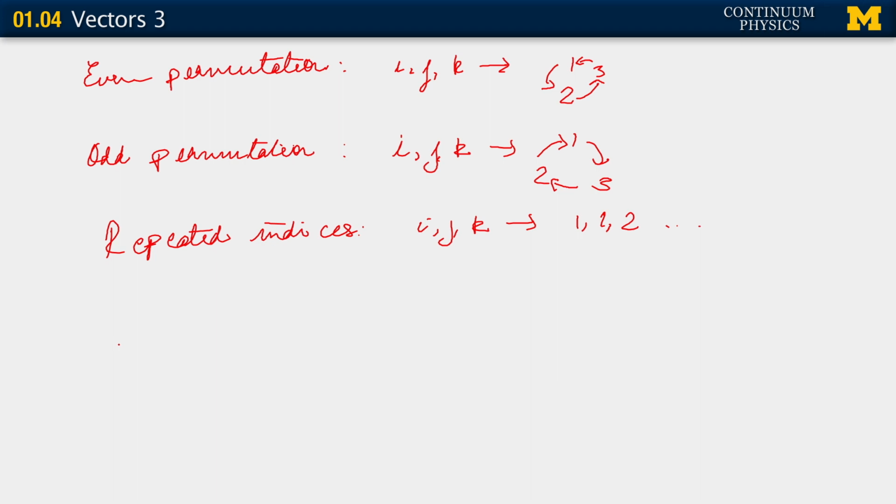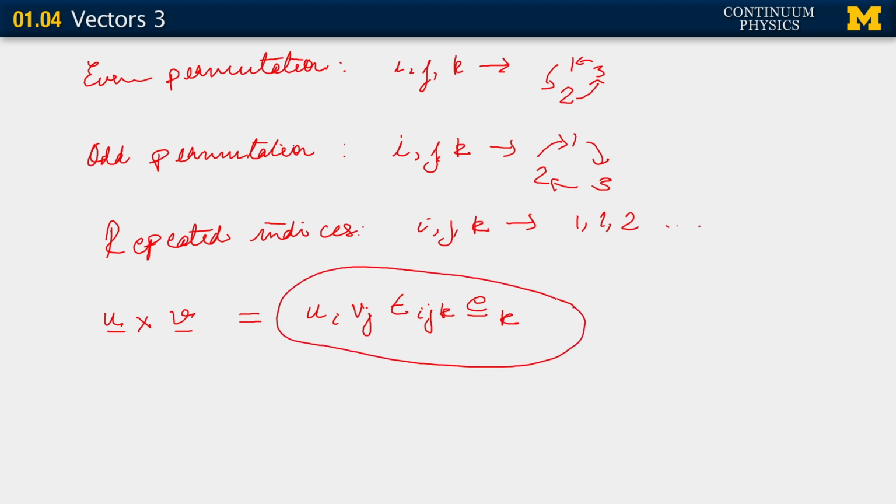And then, what does this do for us for the cross product? Here's what it does. If we want to write the cross product of vectors u and v, this is written as ui vj times epsilon ijk ek. With your knowledge now of the permutation symbol, if you were to work out this formula, you would get back what you know for the cross product. Okay, we will stop here for this segment.